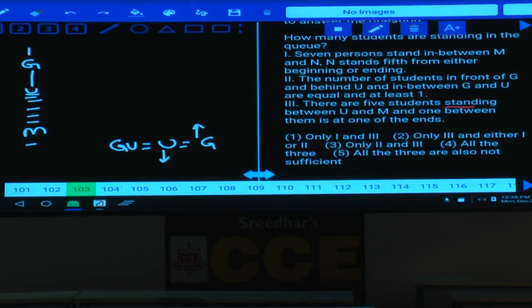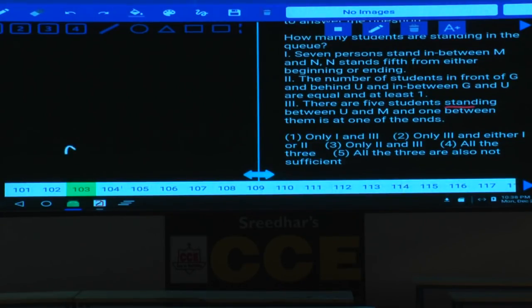Now before G there were an equal number of persons. After U we should have an equal number of persons, isn't it? After U how many are there? Now before G the number of persons equals the number after U. After U how many persons are there? 1, 2, 3, 4, 5, 6, 7 persons. 6 or 7? 6 persons.